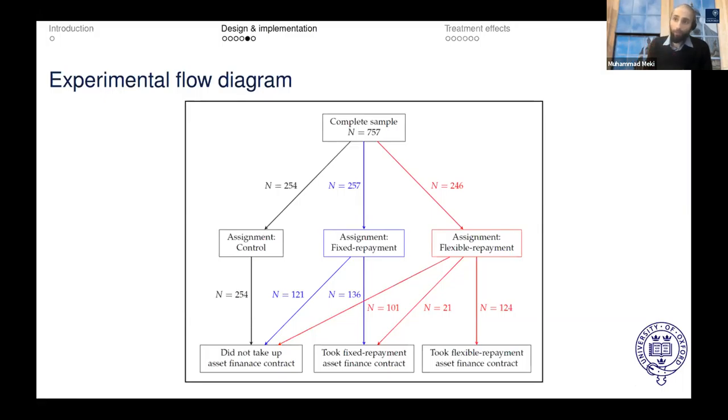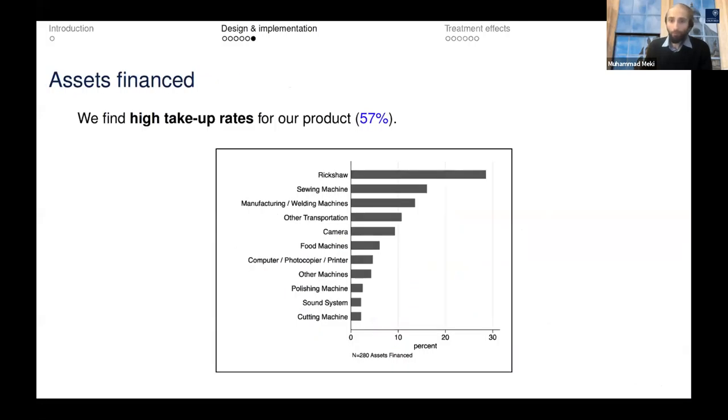We then have an offer of either a flexible or a fixed contract to two thirds of the entrepreneurs. A third of them we offer the fixed contract to, and we find that 53% of the individuals take up this contract, i.e. they pay the 10% deposit and proceed through to purchasing the asset. A third of the individuals we offer a flexible contract. However, we also give them the option of rejecting the flexible schedule and opting for a fixed schedule. We find that 50% of the people we offer the flexible contract to accept the flexible repayment schedule, and 9% say, actually, we'll take the fixed schedule rather than the flexible schedule. So overall, the take-up rate is 57%. If you recall the graph that Cynthia showed you, this is relatively high compared to the average take-up in the microcredit literature.